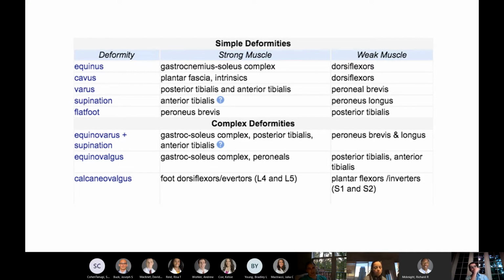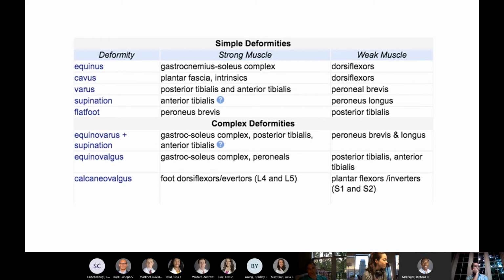Varus, you're going to have tibialis posterior and anterior because they both attach on the medial foot. And then your peroneus brevis is going to be your opposing force to that. So you will see this if somebody has a peroneal tendon rupture, or I've seen gunshot wounds to the lateral foot where the peroneus brevis is taken out, and they'll come in 3 weeks later with a varus foot because there's no opposing force to that.